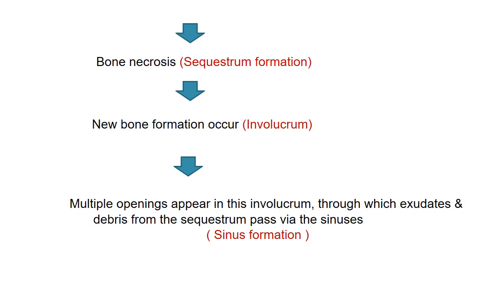So, as far as chronic osteomyelitis is concerned, I have told you that there are four things you should always remember. The first one was discharging sinus. The second thing is sequestrum. Third is involucrum, and the fourth thing is sinus formation, which is also called cloaca. As you can see, multiple openings appear in this involucrum, this newly formed bone, through which exudates and debris from the sequestrum pass through the discharging sinuses.